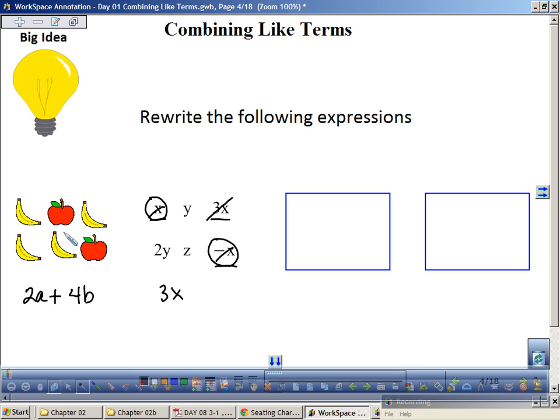Can you combine apples and bananas? No. So we can't combine y and z. So what can we combine? Right here. What's left over? Thank you. So do it in a complete sentence? I can combine 2y and y. Because same variable with the same power. Excellent. We're getting the hang of it. And so those go away. And z is all by itself.